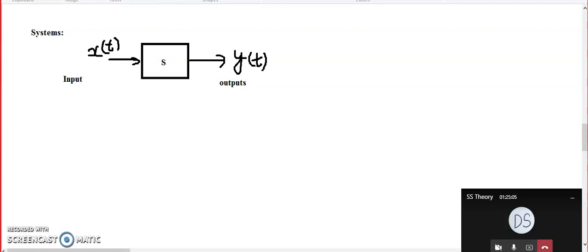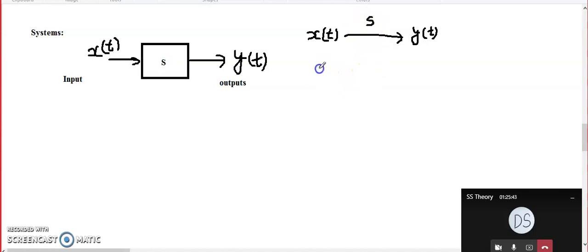So a system is basically a connection of some components or subsystems that operates on an input signal, which is generally denoted by x, and gives you an output signal. So what we are saying is that x(t) is getting converted to y(t). The signal x(t) is getting converted to y(t) when it is operated by some system S.